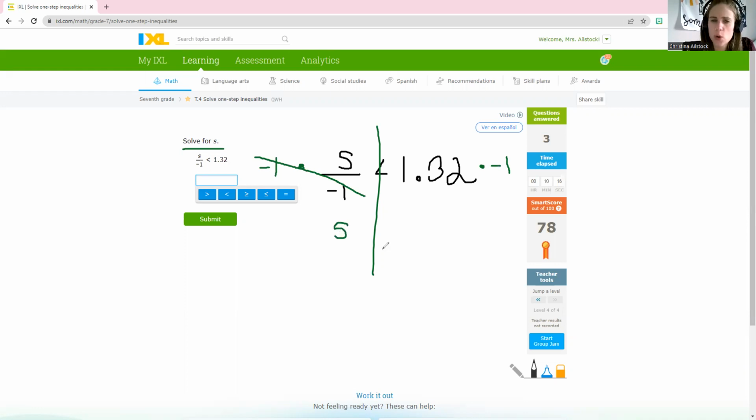Do we need to flip our inequality sign? I hope you said yes. We do need to flip our inequality sign because we're multiplying by a negative number. So that less than flips around and becomes a greater than. And in this case, since I'm just multiplying 1 32/100 by a -1, I don't need to work that out, because anything times 1 is itself. And if I'm multiplying it by a -1, it's just going to make it a -1 32/100.